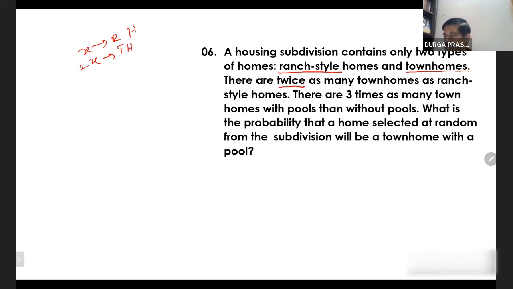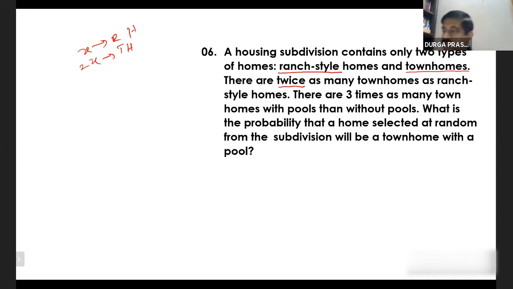Okay. There are 3 times as many townhomes with pools than without pools. Means if I say without pools are X, then homes with pools are 3X, like that. Or because already we have assumed X, it could be Y. What is the probability that a home selected at random from the subdivision will be a townhome with a pool?